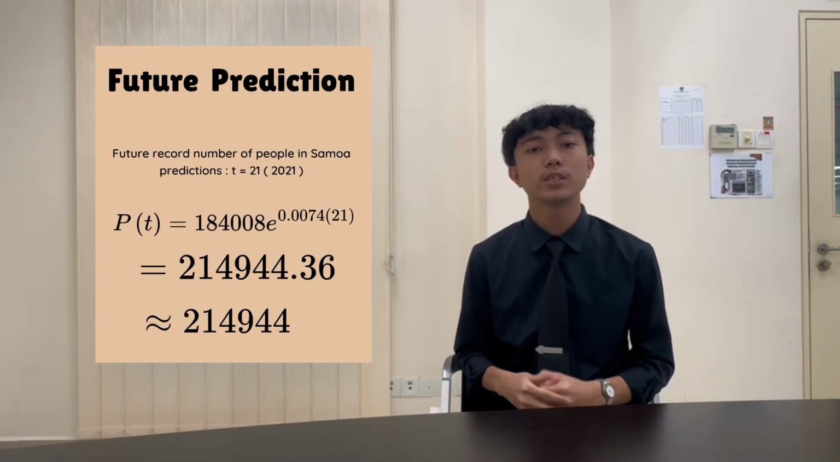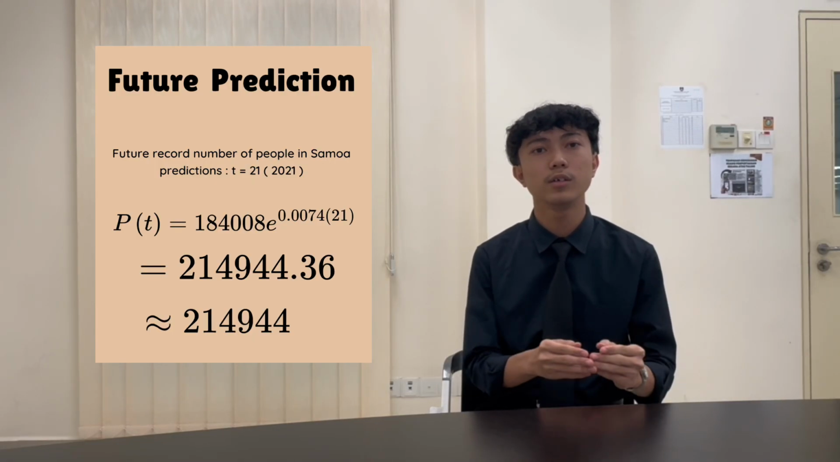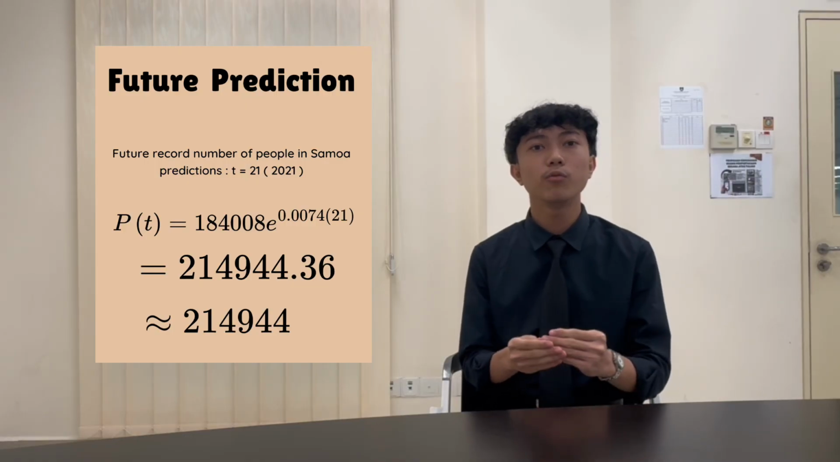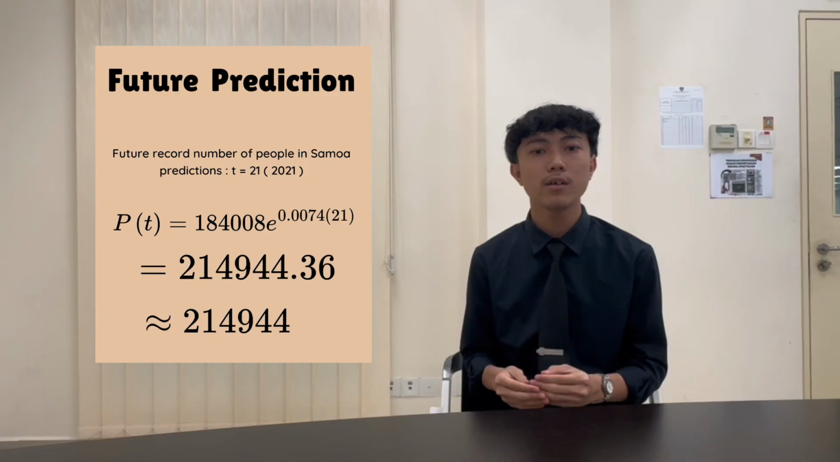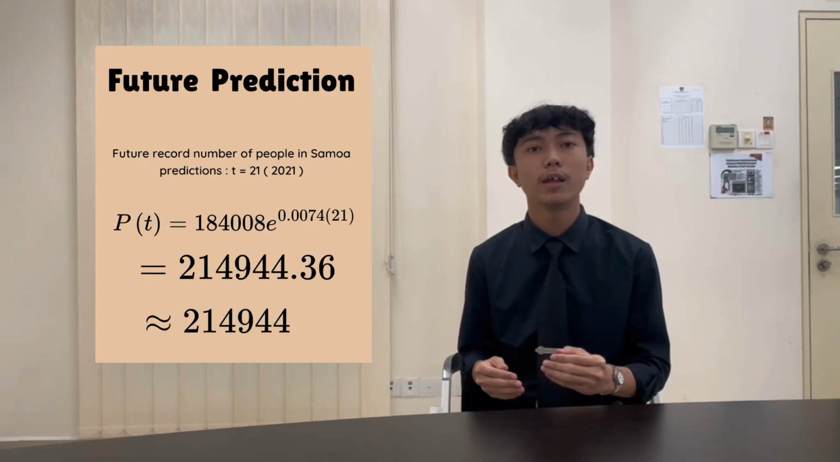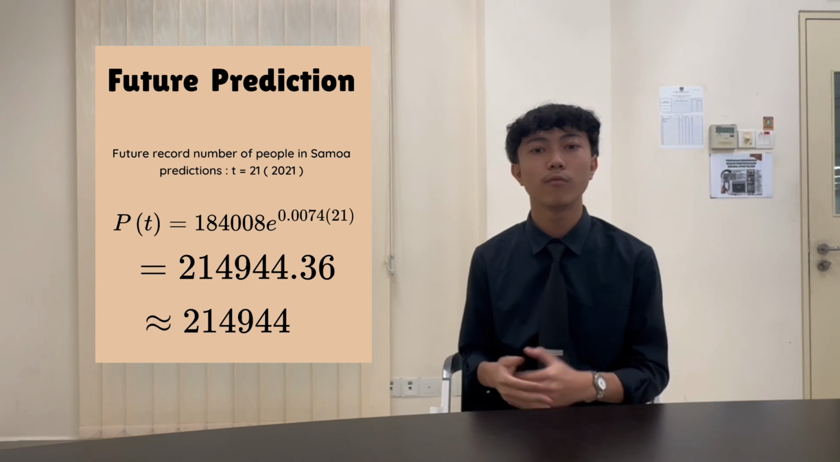The same goes for the future prediction. We substitute in the particular solution equation. We take an example of the sample from the year of 2021. So the t will be 21. We substitute it, and we get the value of 214,944.36 and we round it off to get the value of 214,944.